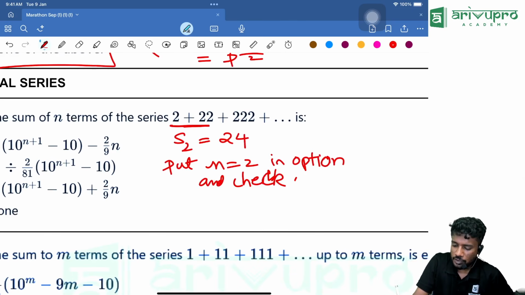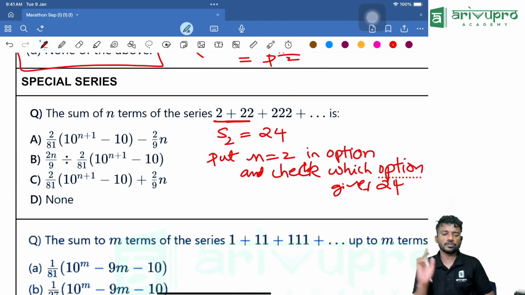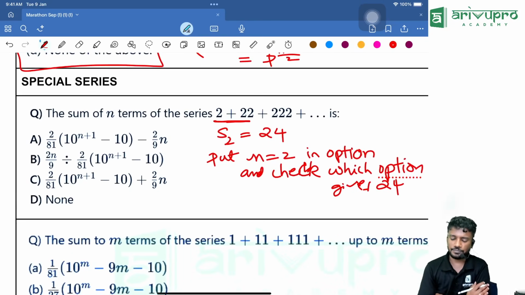And check which option gives 24. That's your answer. Okay, that is the method for this type of question. Everyone try. Put n is equal to 2 and whichever option gives it. I think one question was there based on this in the May attempt, but in an indirect way. Yes, it was there. Option A. Option A is giving you the answer of? Yes, I think that's the answer, but we will check.